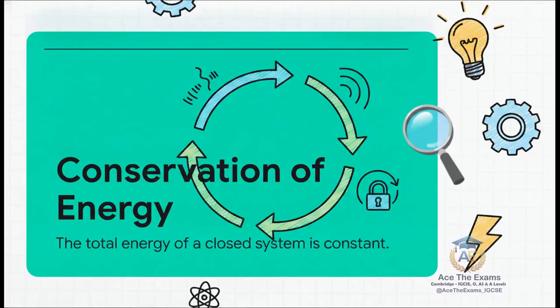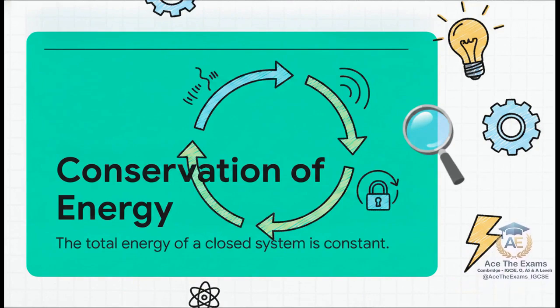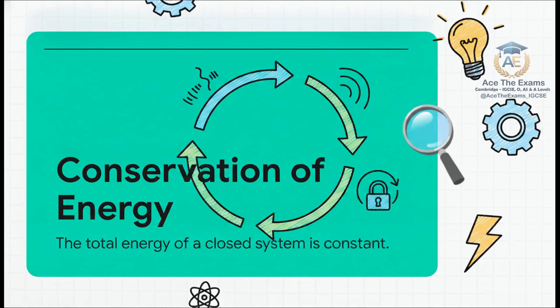All of this, of course, ties right back to the granddaddy of them all, the law of conservation of energy. It states that the total energy of a closed system is constant. Energy cannot be created, it cannot be destroyed, it just changes outfits, converting from one form to another.